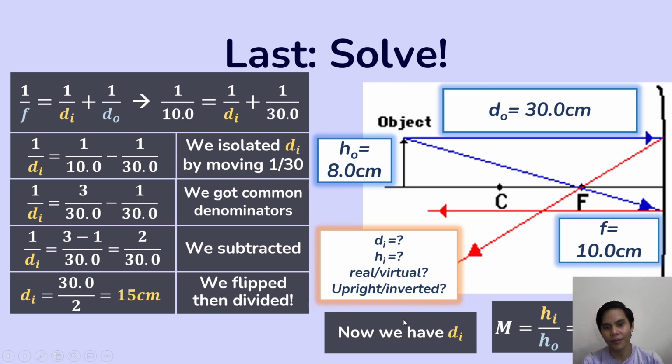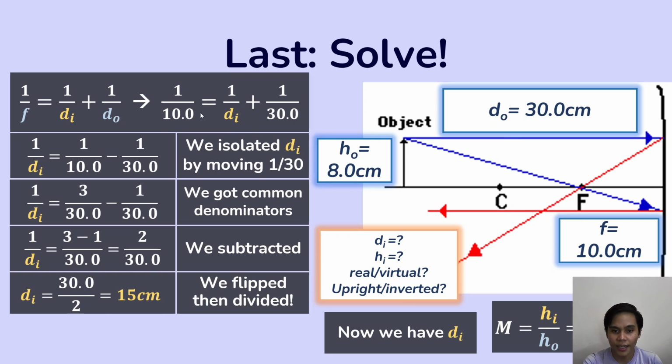So let's solve. So first things first, again, we started with the mirror equation. This is the mirror equation over here on the top left with the cursor. On the other hand, when we substitute our given, when we replace f with the value and the do with the value, we get this equation. Take note that before you substitute, you have to make sure that all of your units are the same. So checking, we have centimeters here, centimeters there, and centimeters down here. So all the units are the same. We just plug in all the numbers.